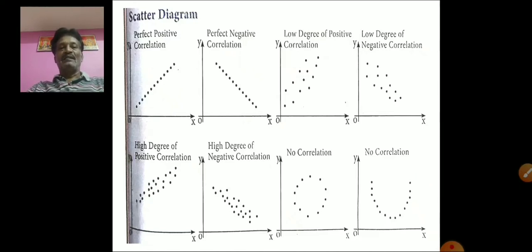Right? If it is a straight line in an upward direction, it is positive correlation; a straight line in the downward direction is perfectly negative correlation. High degree means the plotted points are closely related, and low degree means the plotted points look somewhat deviated from the other points.